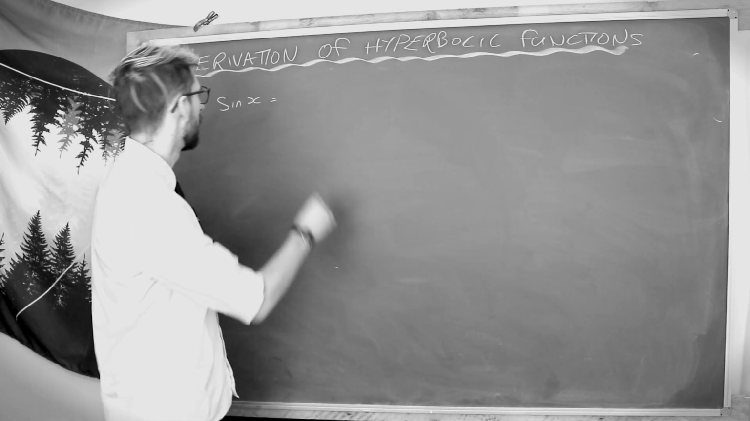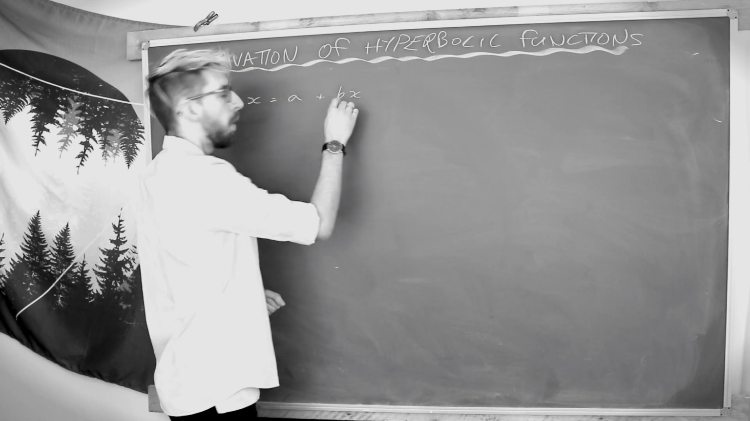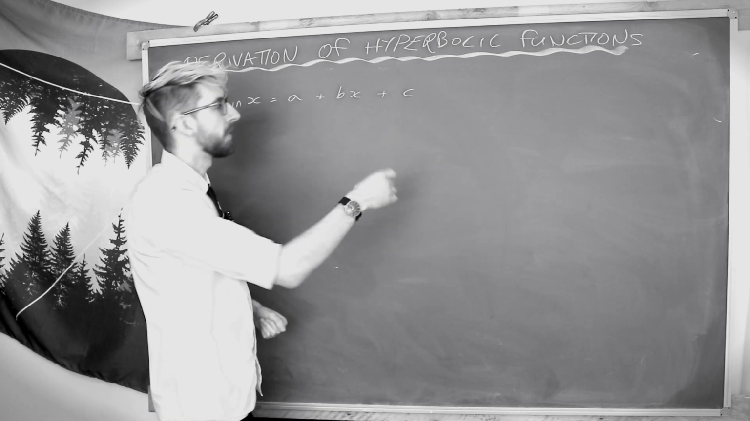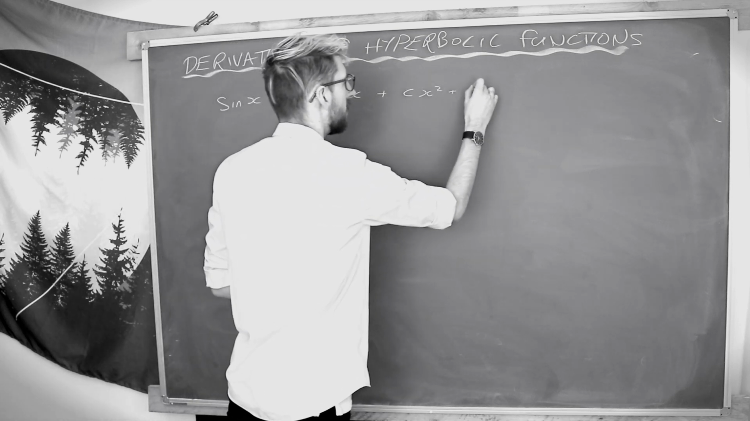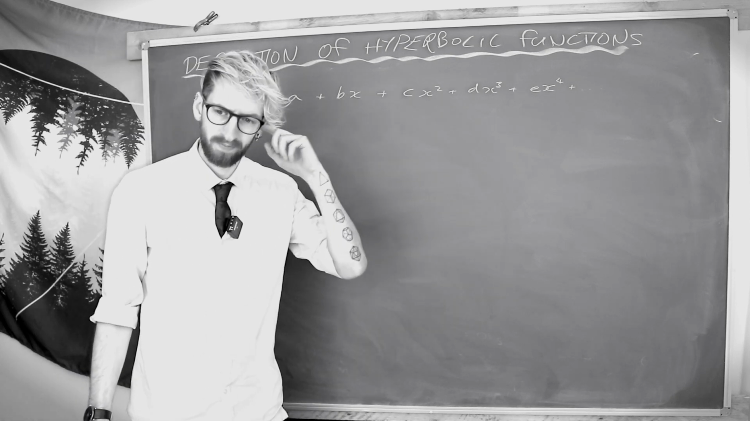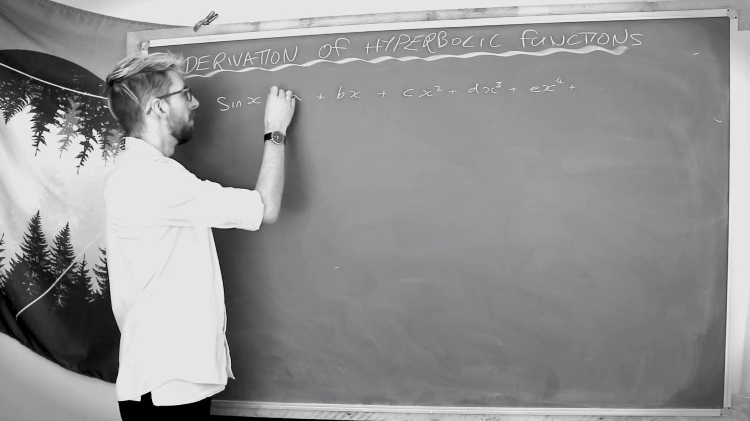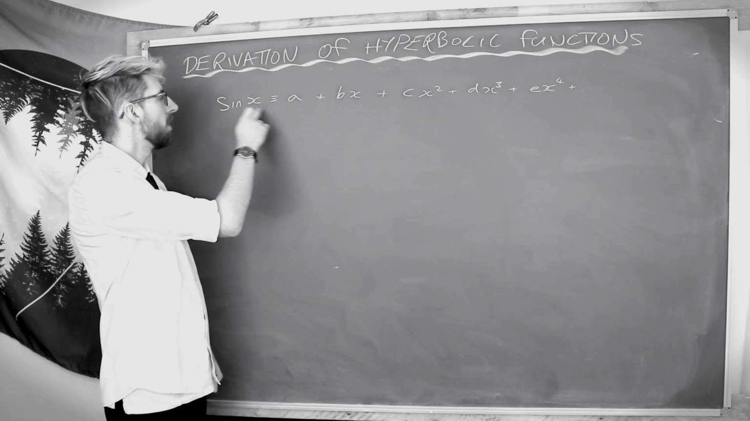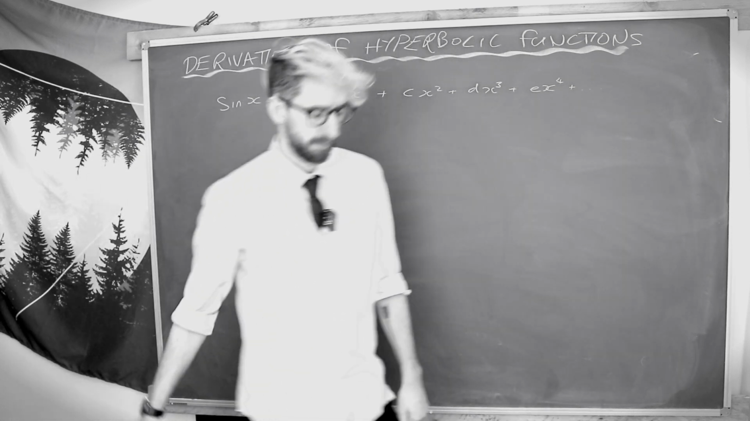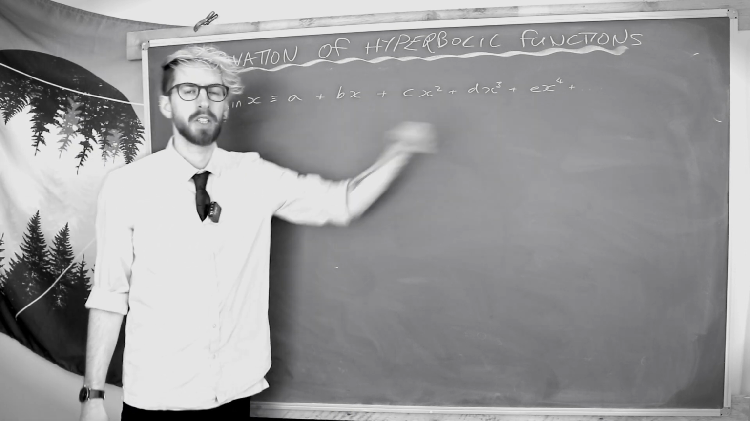So you're going to have some constant plus a coefficient times x plus another coefficient times x squared plus, and so on and so on. So we want to see if there's a form where we can equivalently write sine of x as this infinite series. All we need to do is figure out what these a, b, c, all these coefficients are.